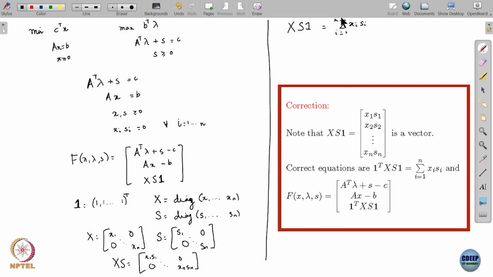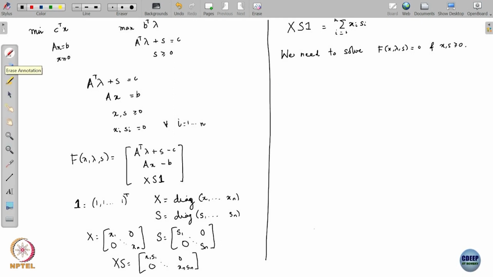All right. So what are we then looking for? In order to solve the optimization problem, we need to solve f of x equal to 0 and x comma s greater than equal to 0.